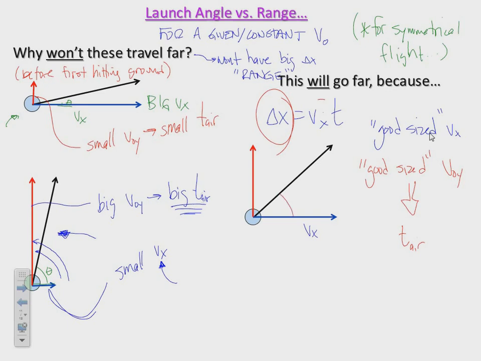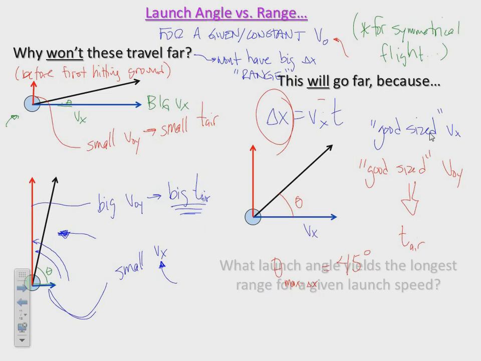Any guesses as to what this angle is for the maximum possible range at any given constant initial velocity? I guess 45 degrees. All right. Oh, yeah, right.